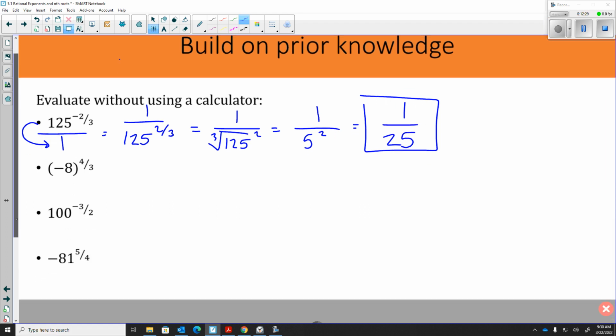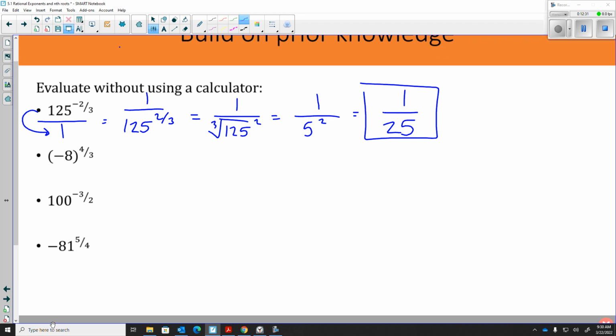Alright. Here's a couple more. Why don't you try them? Same idea. Turn it into a radical. Break it down one thing at a time. Okay? Give it a shot.